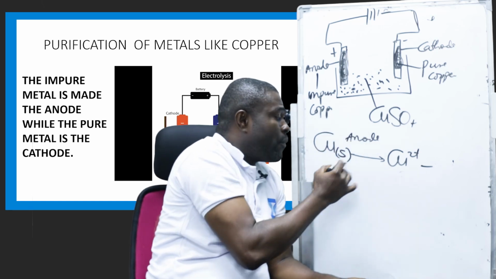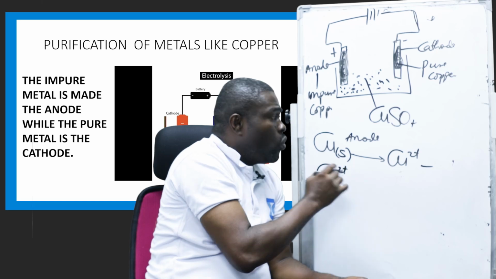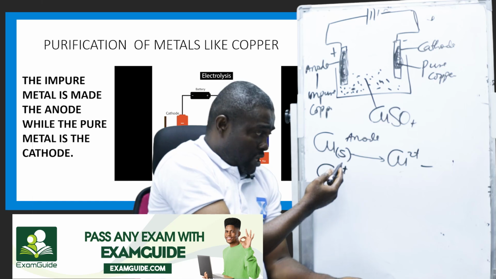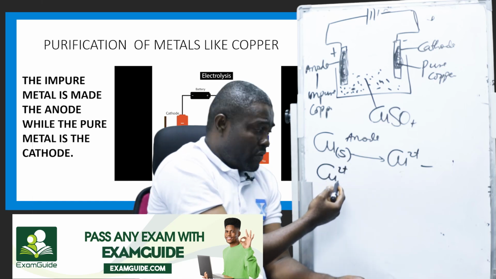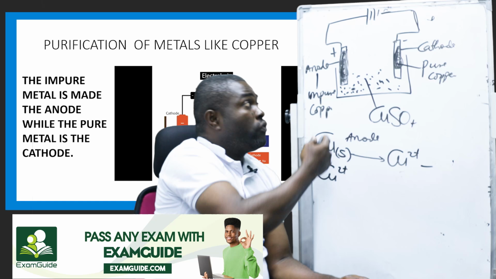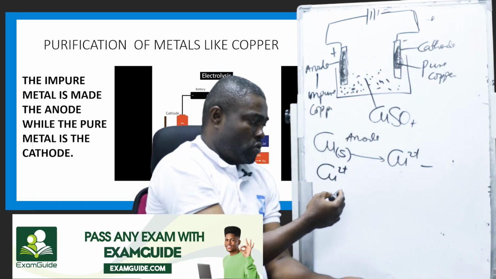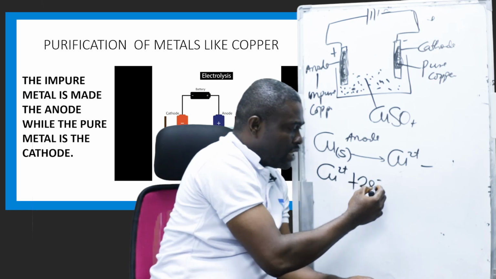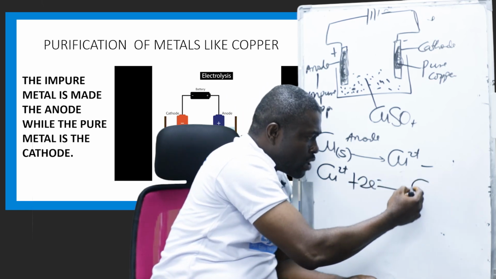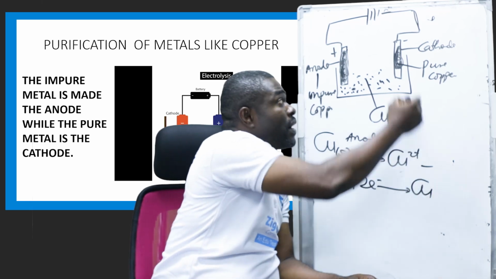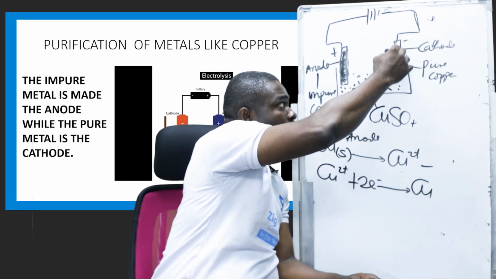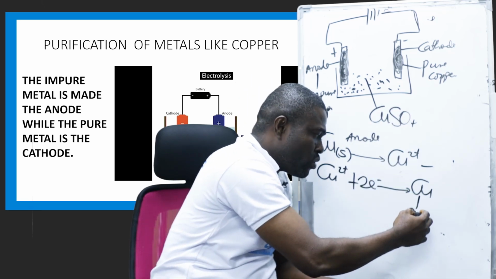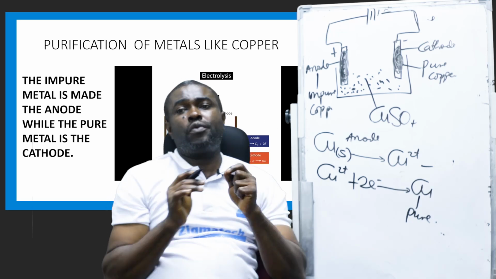So what actually happens now is that this copper 2 ion will quickly move to the cathode, because the cathode is negative and the copper 2 ion is positive. Definitely, it will move to the negative electrode. Entering there, what happens at the cathode? Gain of electron, and then it produces neutral copper. This neutral copper now will be the one to deposit here, and it is no longer containing impurity. It is now pure. That is how the process takes place.